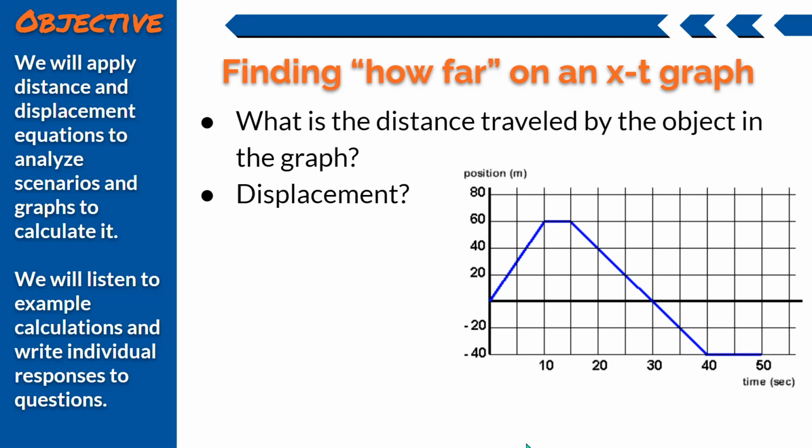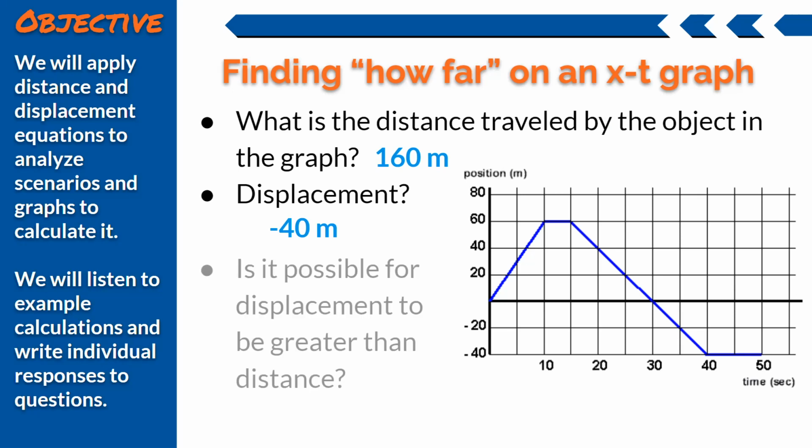Displacement is a lot easier to see on a graph than the distance. The distance, you have to take everything and add it all together. Displacement, look at the starting point, look at the end point, find the difference, that's your displacement. Any questions about distance versus displacement? All right. Is it possible for displacement to be greater than distance?